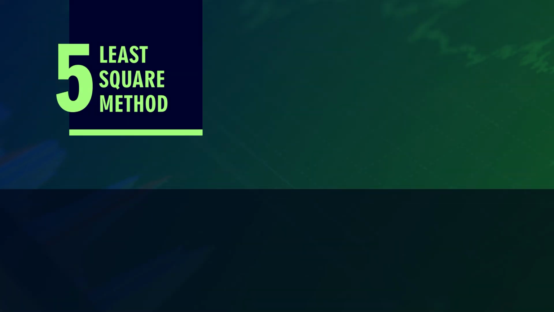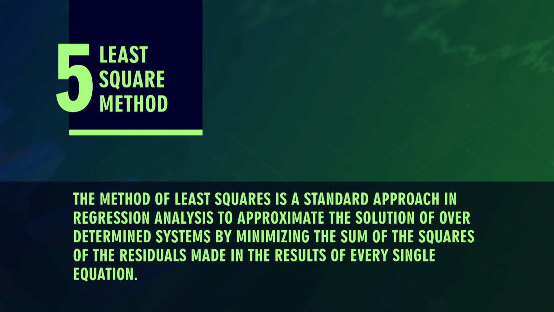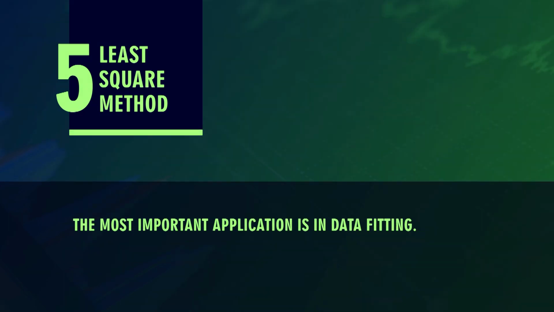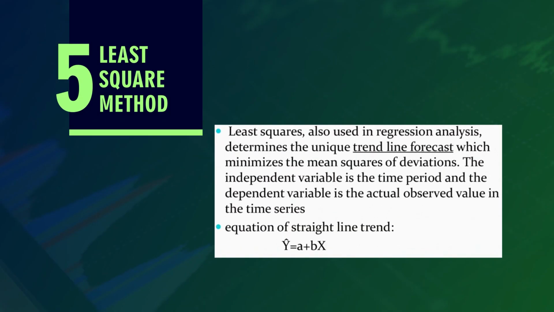So if you go more into the backdrop, you will find the method of least squares is a standard approach in regression analysis to approximate the solution of overdetermined systems by minimizing the sum of the squares of the residuals made in the results of every single equation, and the most important application is in data fitting. Least square is also used in regression analysis, which we have already talked about, and determines the unique trend line forecast, which minimizes the mean square of deviations.